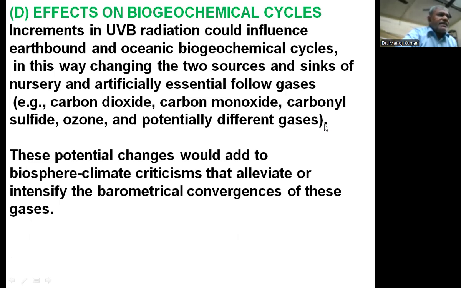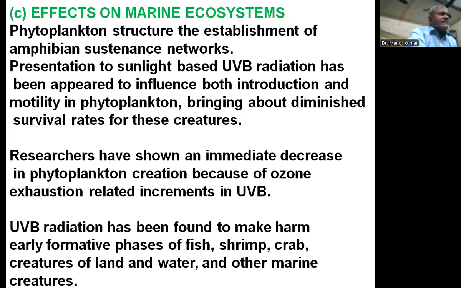Effects on the biochemical cycle. Increment in the UV radiation could influence earthbound and oceanic biological cycles. In this way, changing the two sources and skins of the nursery and artificial essences follow gases, carbon dioxide, carbon monoxide, carbonyl sulfide, ozone, and potentially different gases. These potential changes would aid to the biosphere climate criterion that alleviate or intensify the barometrical convergence of these gases.